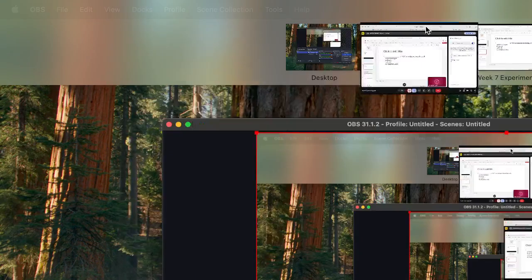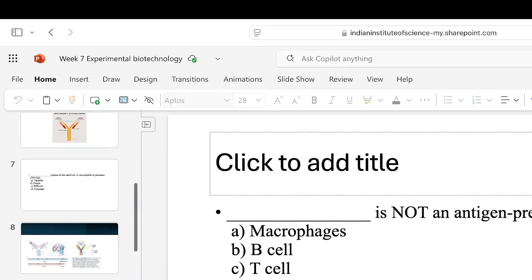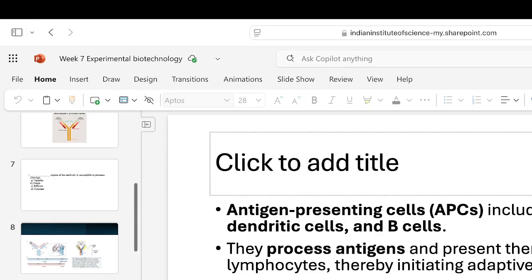I'll go to the slide. Give me a minute. Okay. So like you had mentioned, macrophages, dendritic cells, and B cells can process the antigen and present it on MHC molecules to the T cells to start your adaptive immunity. While your T cells can respond to antigens, they cannot act as antigen presenting cells themselves.